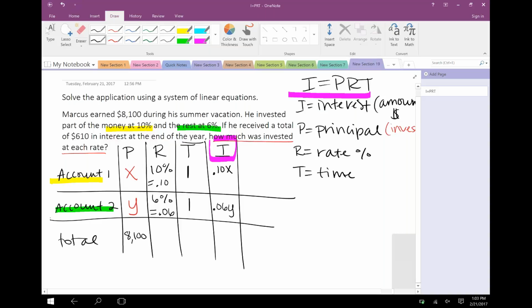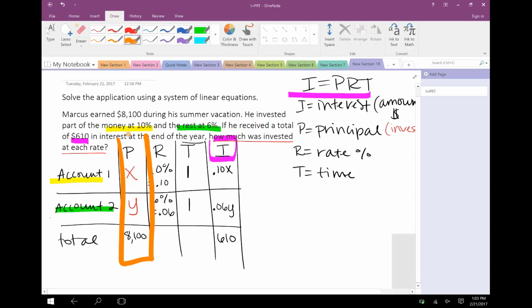0.06y. And now, what was the total amount that he received after his interest? That was 610. That was the total amount that he received. So that's going to be the amount we put here. So we actually have enough information to write 2 different equations. So we've got this information here and this information here.